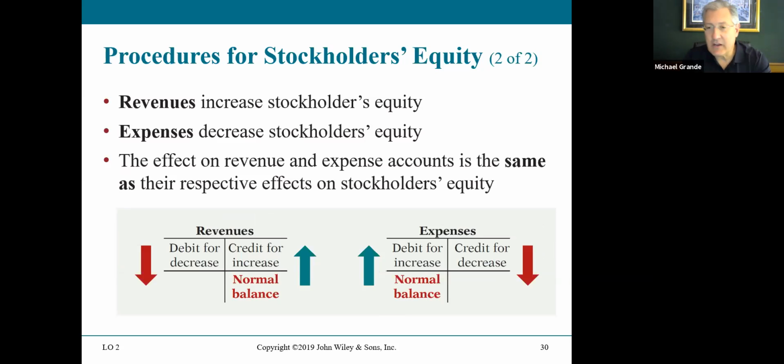Revenues increase stockholders' equity. We just talked about that. Expenses decrease stockholders' equity. The effect on revenue and expense accounts is the same as their respective effects on stockholders' equity. So the key is to remember those first two bullets. Revenues increase stockholders' equity, so it's always going to be a credit. Revenues are always a credit. Expenses decrease stockholders' equity. It's always going to be a debit.